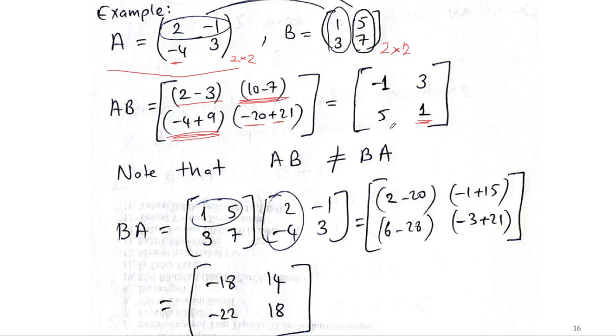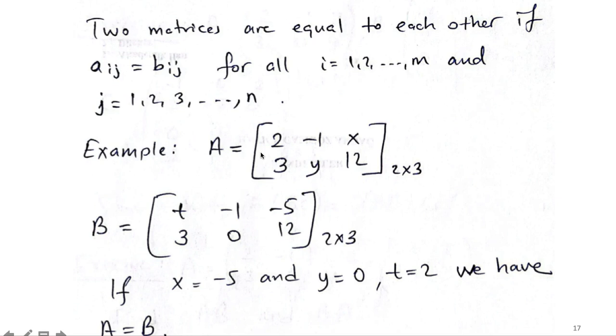And similarly, you can also consider B times A, but you will notice that A times B is not equal to B times A in matrix algebra. This is different from the regular multiplication of two numbers. They are commutative, but here we cannot change the order of A times B into B times A. The order is not the same. Two matrices are equal to each other if Aij equals Bij for all the terms in the matrix, then you can say these two matrices are the same.